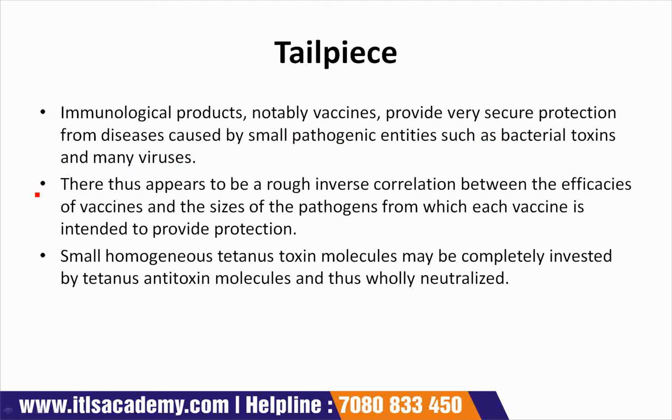Second point of tailpiece is there thus appears to be a rough inverse correlation between the efficacies of vaccines and the sizes of the pathogens from which each vaccine is intended to provide protection. This relationship may reflect the way in which vaccine-induced antibodies react with a toxin or pathogen.